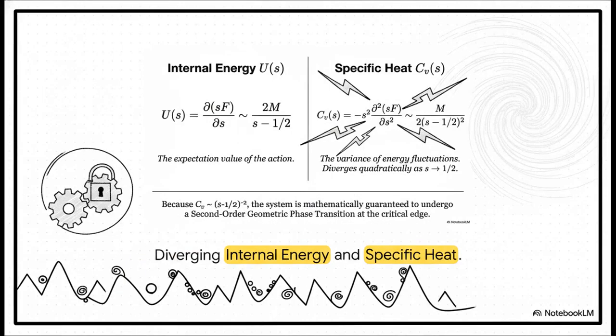Now, taking the second derivative of the free energy gives us the specific heat, CV, which scales to m over 2 times the quantity S minus 1/2, squared. Because it diverges quadratically at that exact critical edge, it mathematically guarantees a second-order geometric phase transition. It massively condenses all our arithmetic zeros and locks the order parameter into place.